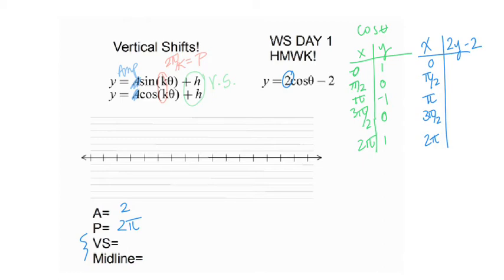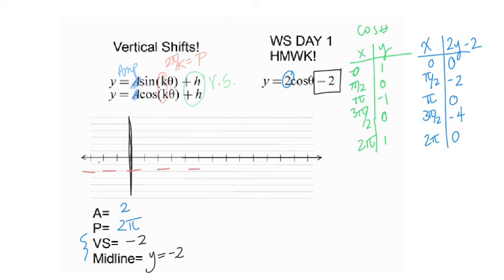So 2y minus 2, so this would be 0, negative 2, 0, negative 4, and back at 0. So when I do this, what I kind of like to do is sketch in my midline first. And my midline and vertical shift are directly related to this here. So I know that my midline has gone down negative 2. The whole thing has shifted down negative 2.